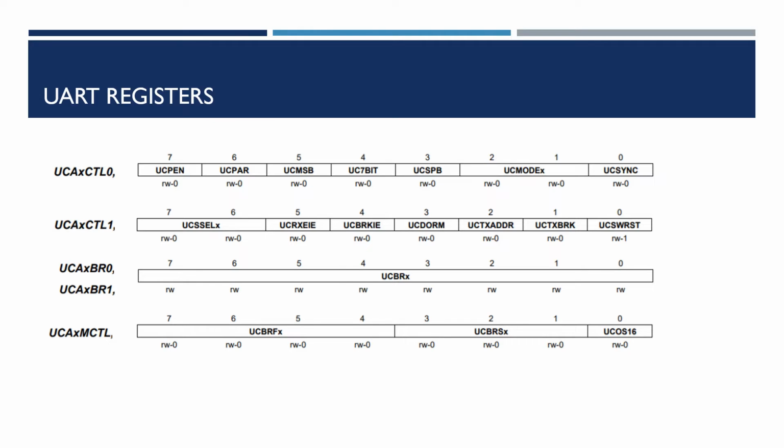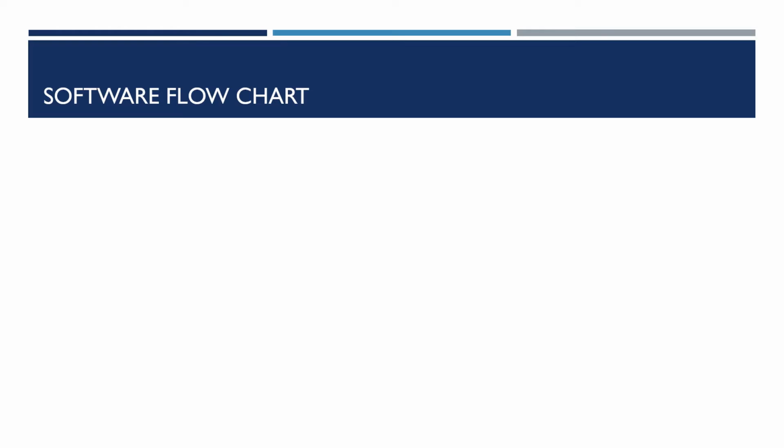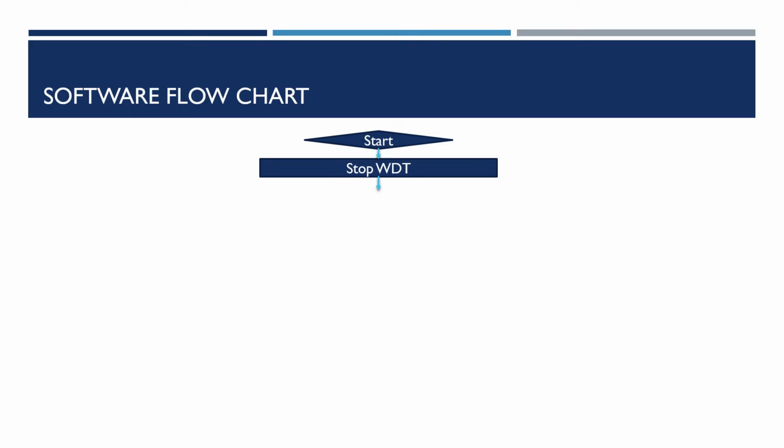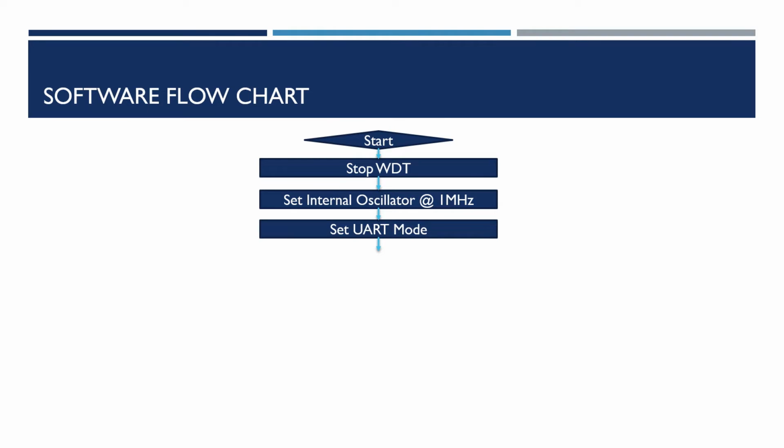Now, after having seen all the registers, let's understand the flow of code. So we start, then we stop the watchdog timer as it isn't required for this. Then we simply set the DCO, digitally controlled oscillator, at 1 megahertz. We set that clock. Then we set the UART mode via the control register 0, as we had seen previously. Then the baud rate is set by inserting appropriate values for the integer and fractional parts in the prescaler and modulator registers that we had seen previously.